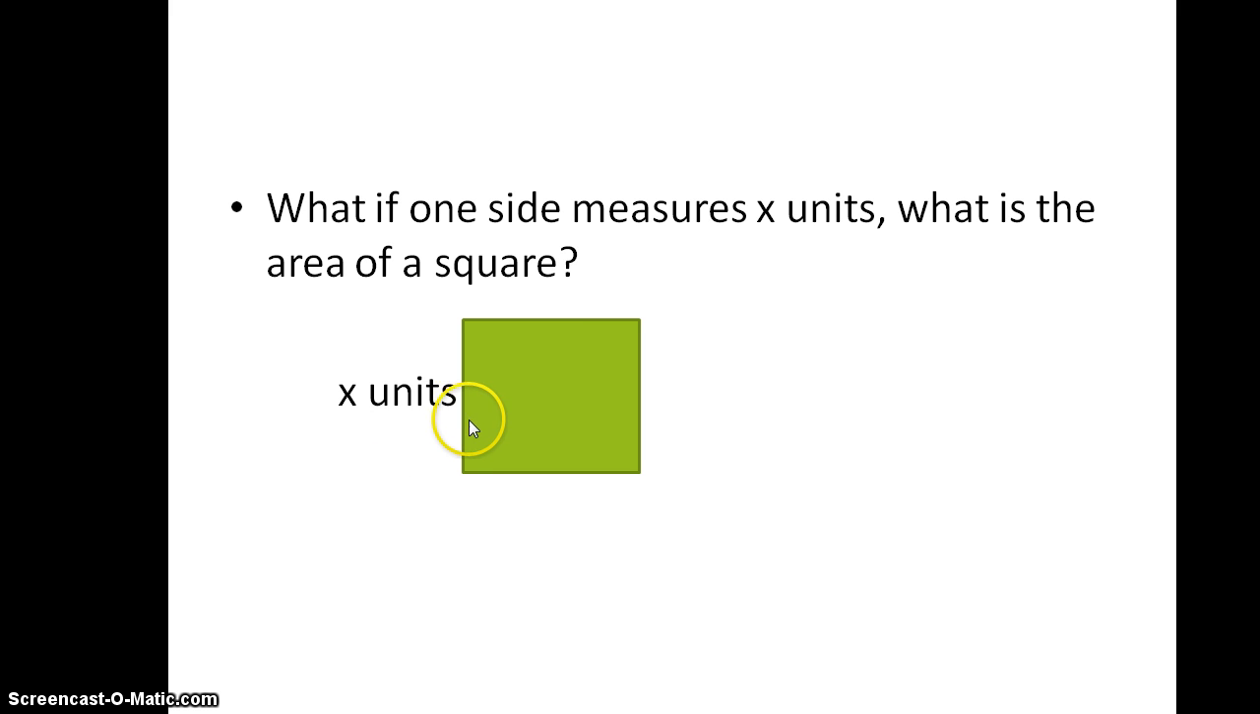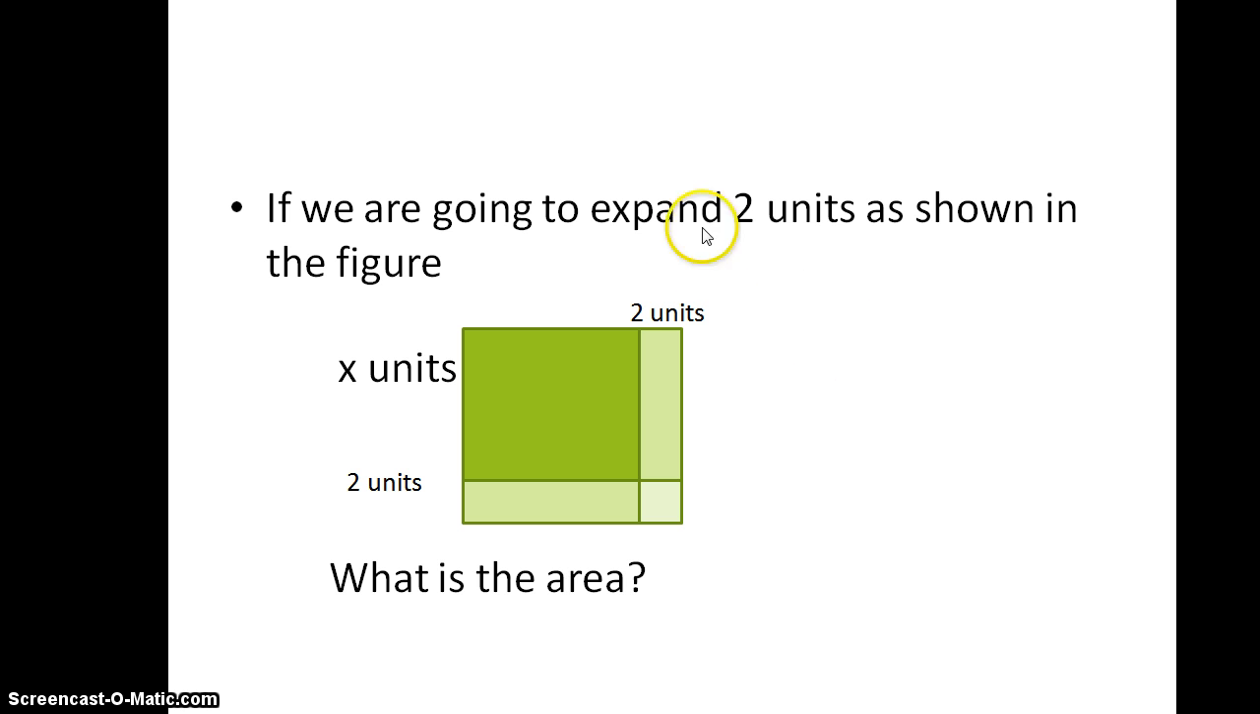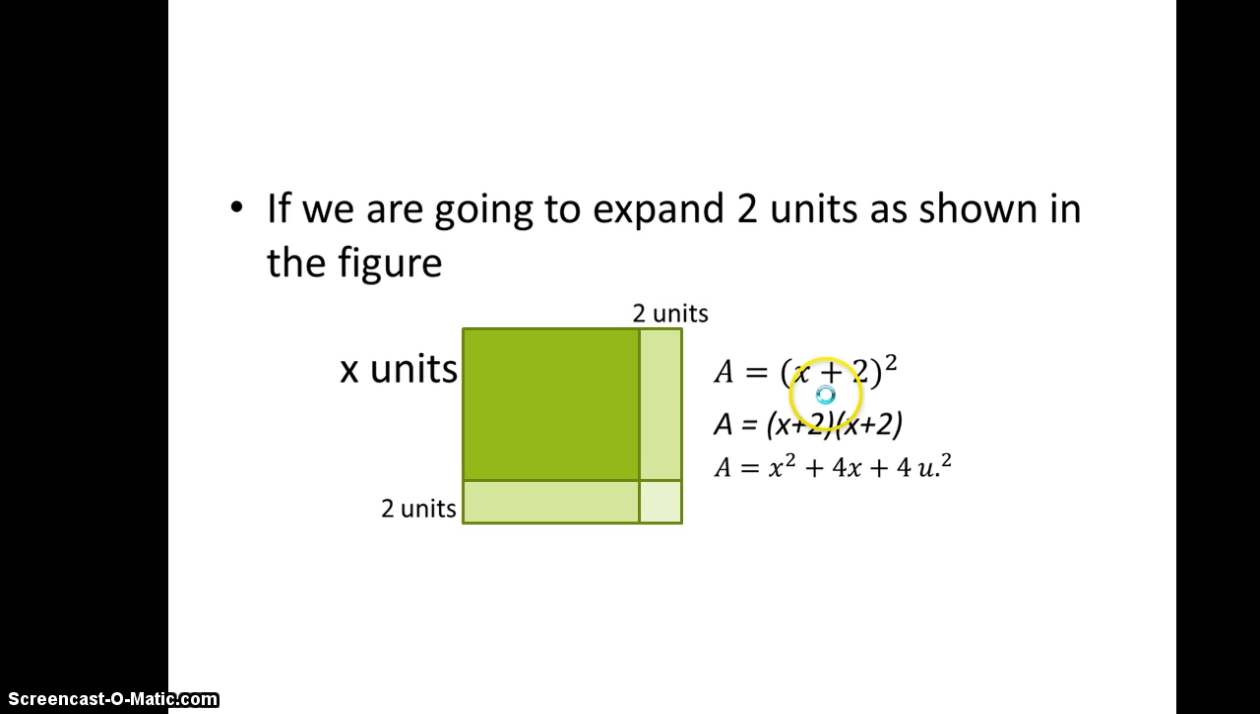What if one side measures x units, wherein x represents any number? What is the area of the square? We have x squared. If we expand 2 units from the square x, we can have x plus 2. Now to get the area of the expanded square, we have A equals (x plus 2) squared.